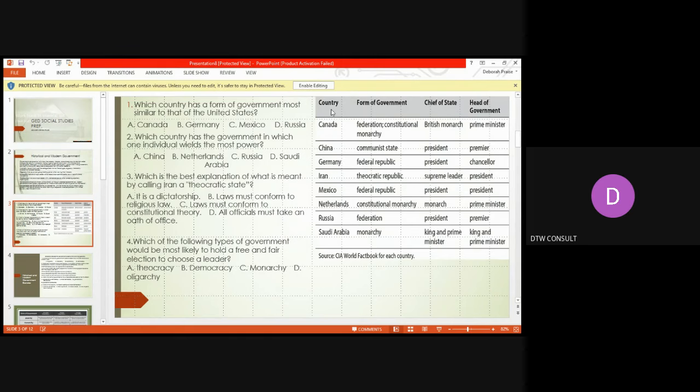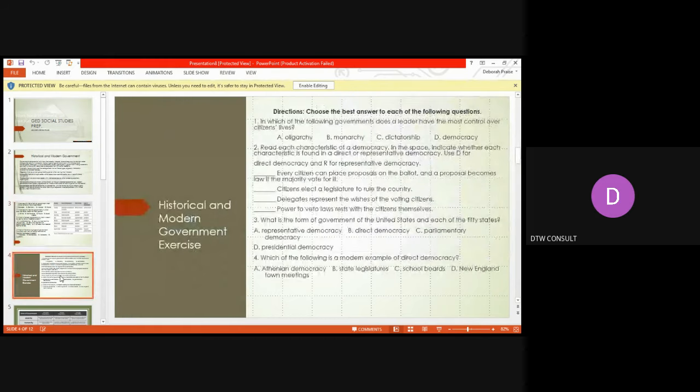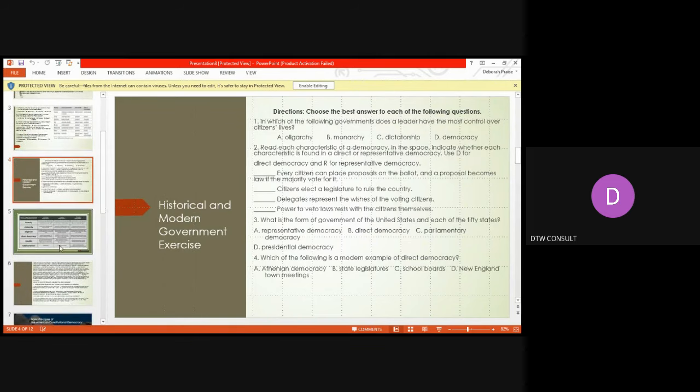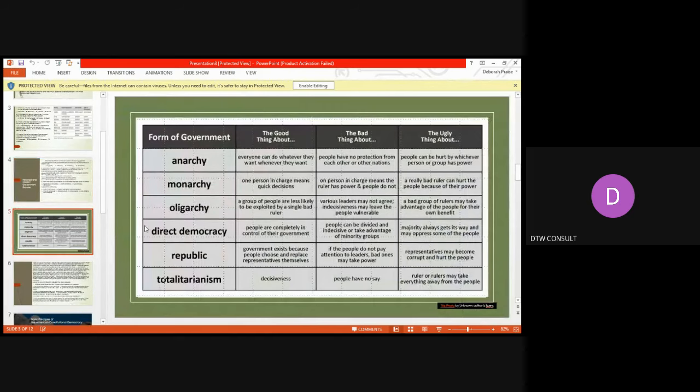And we were able to explore countries like Canada, China, Germany, Iran, Mexico, Netherlands, Russia, Saudi Arabia. And of course, we compared those various forms of government and system of government to that practiced here in the US. And like I said, we did a lot of exercises, and here we talked about the good, the bad, and the ugly in relation to these various forms of government.